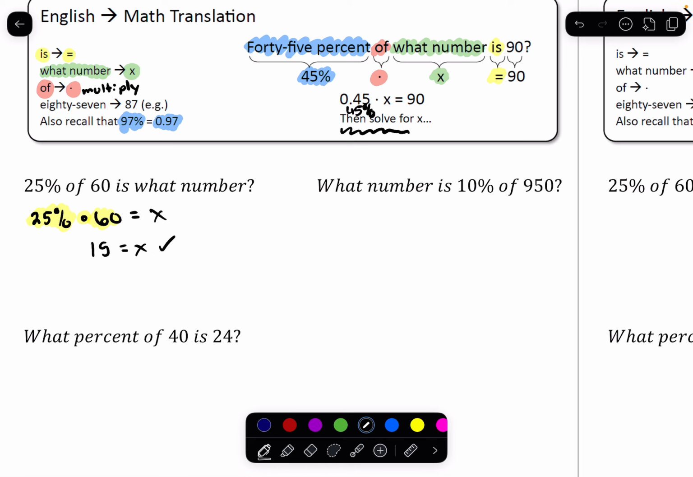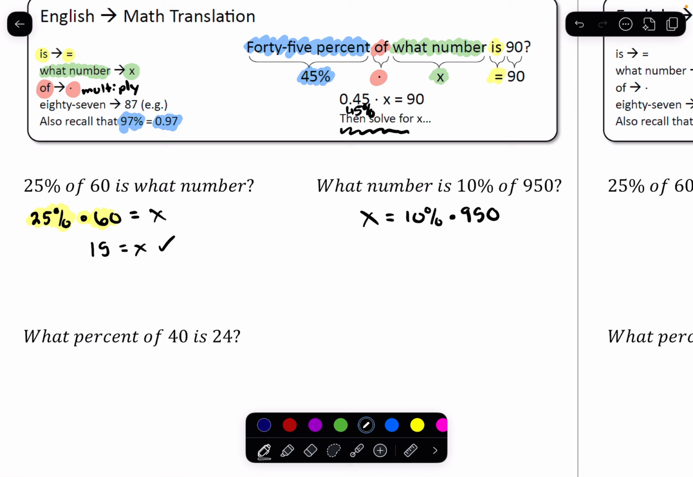Well, what number means X, and is means equal. What number is 10%? I'm going to go ahead and write 10% of, that means multiply, 950. So this is a lot like the last one. It just switched the way it gave me the information. X is still alone and by itself, so I don't have to move anything to the other side.